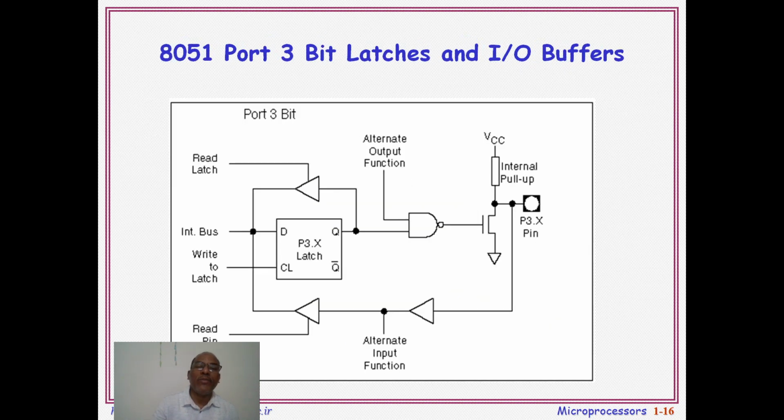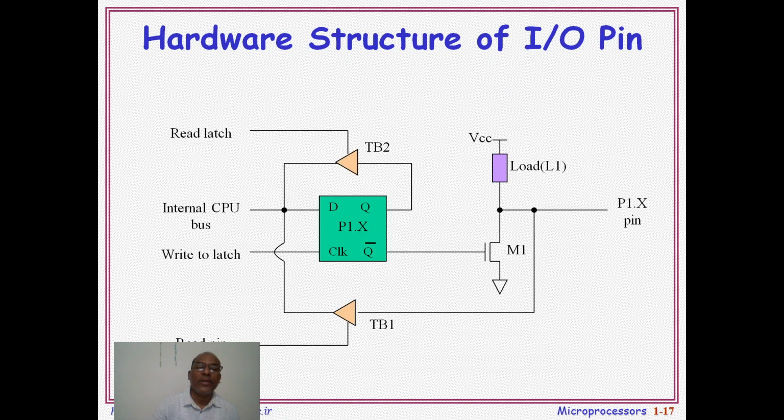Then the 8051 port 3 bit latches and I/O buffers. This is the circuit of these latches and I/O buffer. It uses P3.x latches. It is a D type flip-flop. It uses internal buses. It is used for write to latch. The hardware structure of I/O pins. This is the read latch. Then this is the internal CPU bus, write to latch, read pin, then load and the port pin.